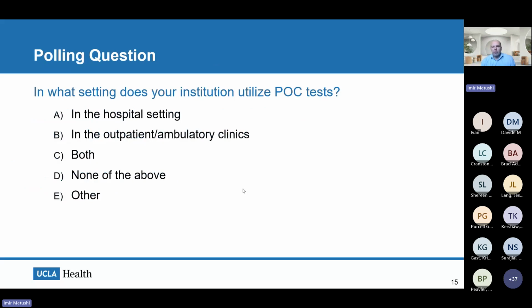So let's start with a quick polling question. I want to just get an idea of in what kind of setting do you at your institution, or does your institution utilize point of care? And I'm looking for things like, is it mostly done where you are in the hospital setting? Is it mostly done in the outpatient setting, ambulatory clinics, physician offices? Is it done in both, none, or some other settings?